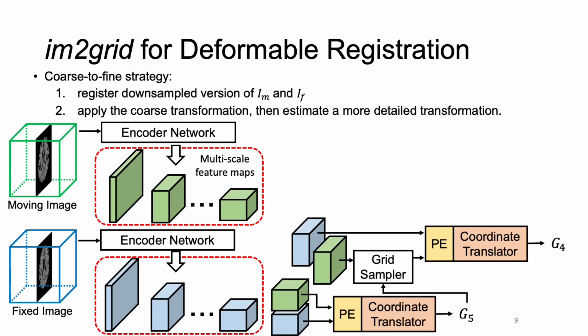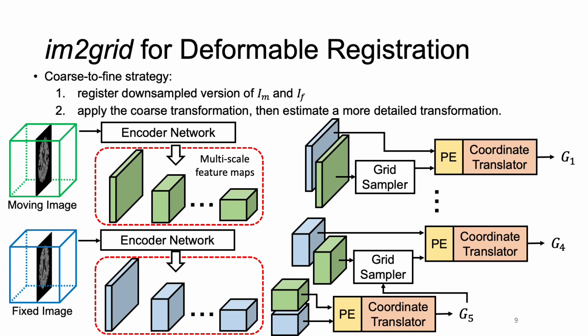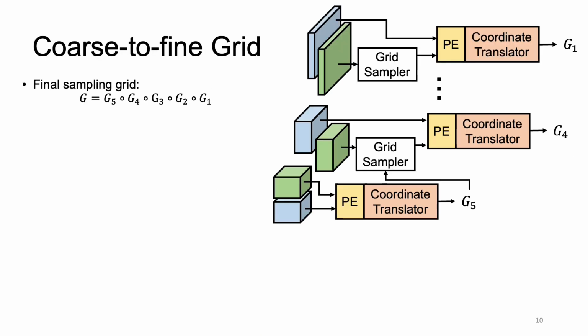This process repeats until we reach the original scale of the image, and when we use the 5-level network, the multi-scale strategy produces 5 sampling grids at different scales. All the sampling grids are composed to produce the final sampling grid G, and the composition is also implemented using the grid sampler. We can visualize the effect of the sampling grid at each scale by warping the moving image with those intermediate sampling grids.